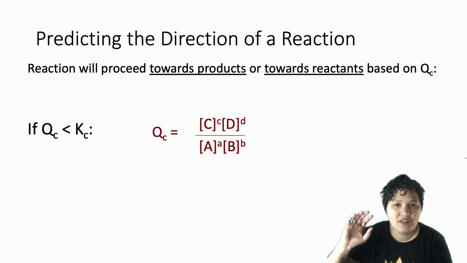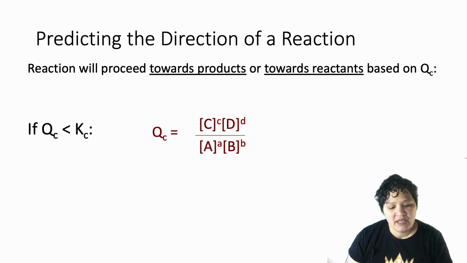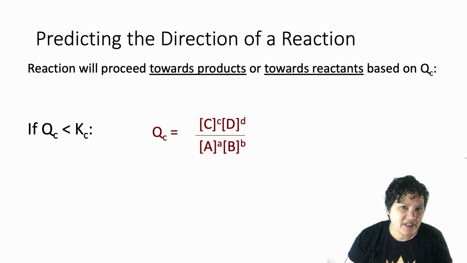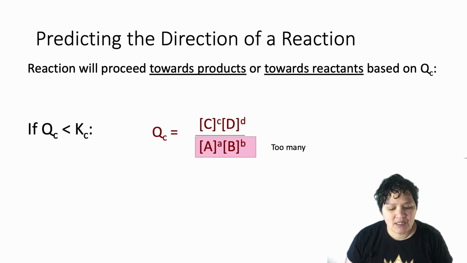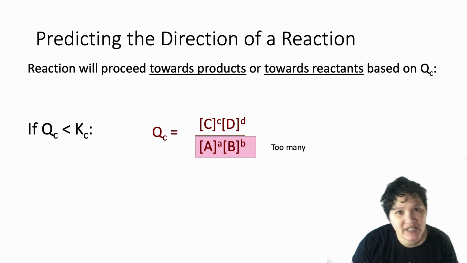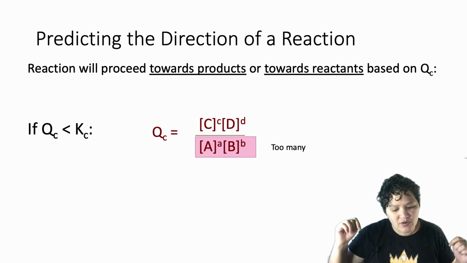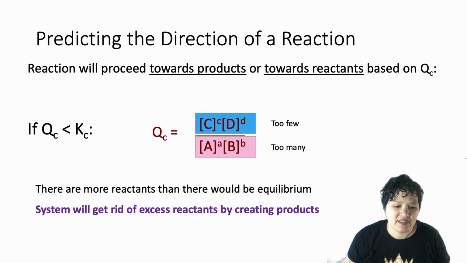Now let's look at the other case. If the reaction quotient is smaller than the equilibrium constant, that's because you have larger numbers down below than you want to be at equilibrium. And what's down below in your mass action expression? It's the reactants. So there are more reactants than you need for equilibrium. The system has to get rid of those excess reactants, and it's going to do that by turning the reactants into products.